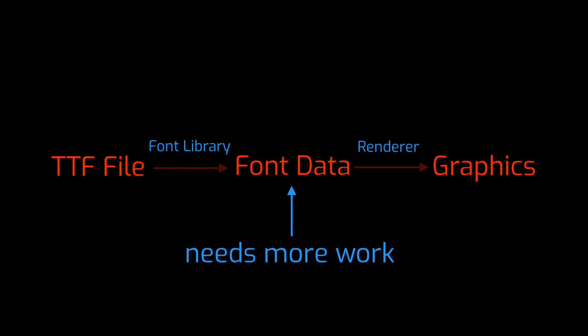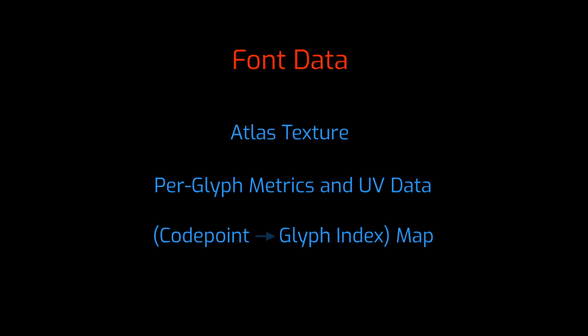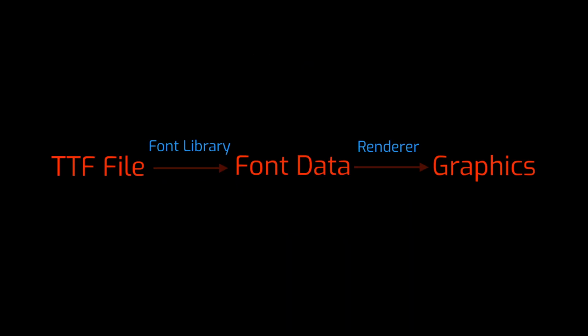Let's quickly go over again the data I'm dealing with. I need a single bitmap that contains an atlas of all the rasterized glyphs for a particular size. I need an array of data giving metrics and UV coordinates for each glyph, and I need an accelerated map that takes code points to glyph indexes. Before I hop into the programming, I want to explain the logic behind what I'm going to do.